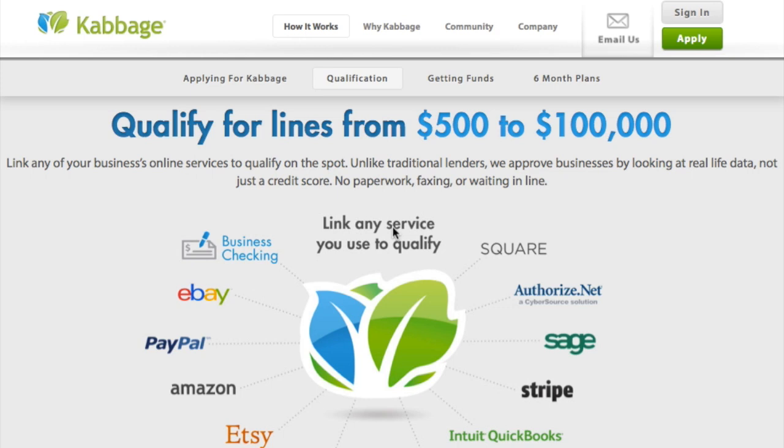Now, what makes Kabbage unique is that the loan qualification process is completed online. You do not have to send in paperwork or call in, and you don't have to wait several days for approval. Upon completing the application process, you can receive funds from Kabbage in approximately 7 minutes. So, let's go ahead and get started with the application process. I'm going to do a demonstration where I will show you the first 2 steps of the process and then discuss loan repayment and fees.